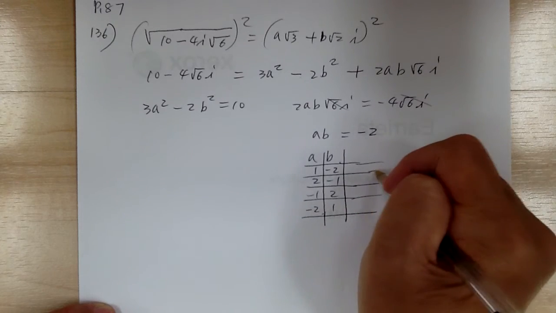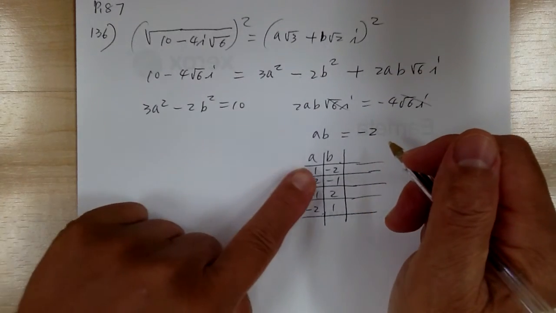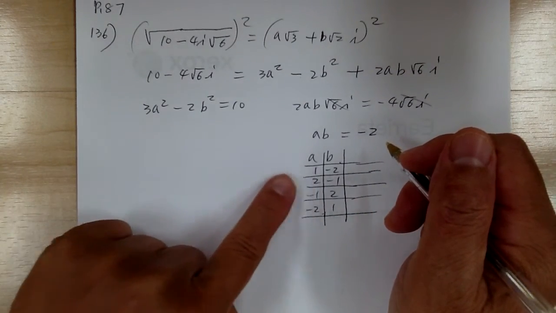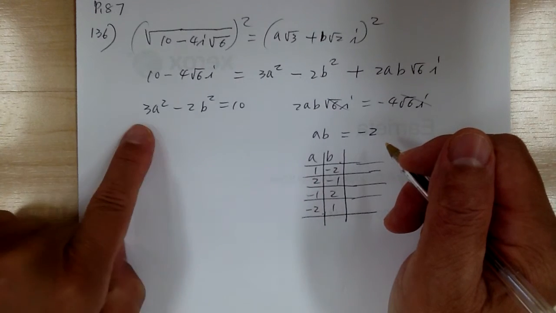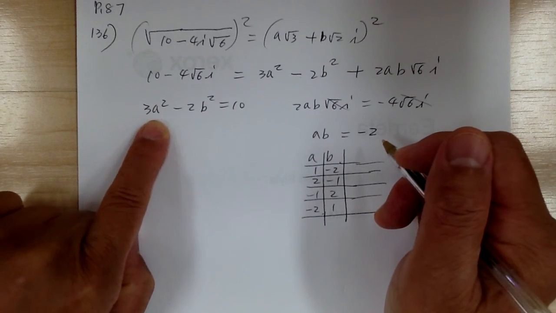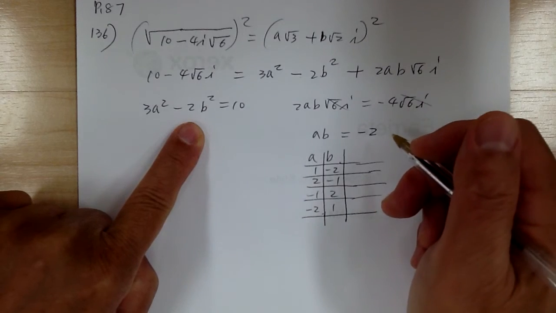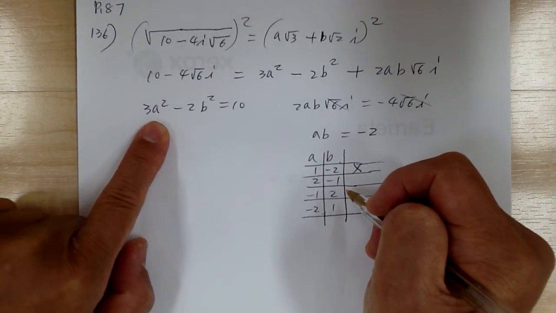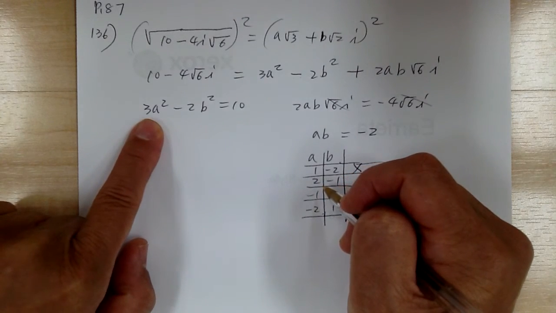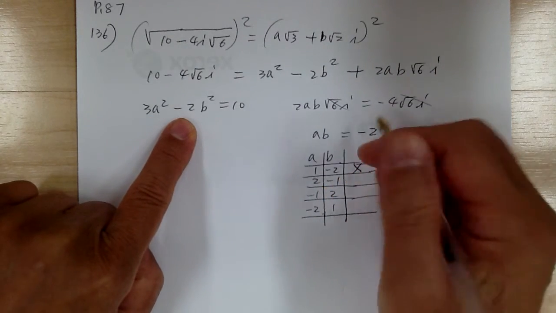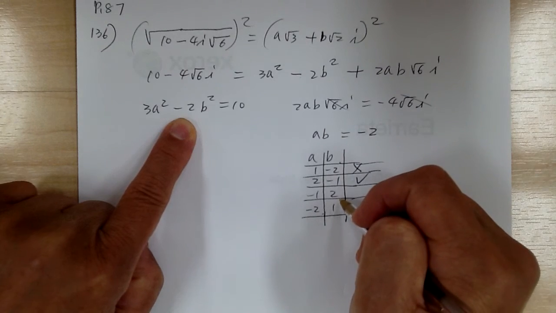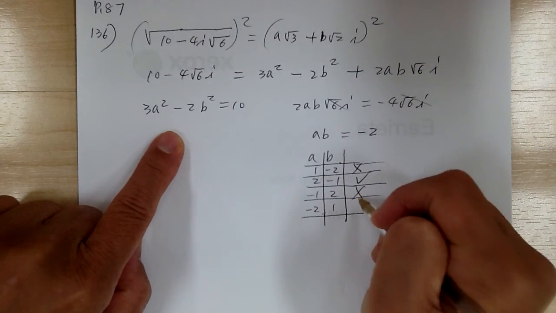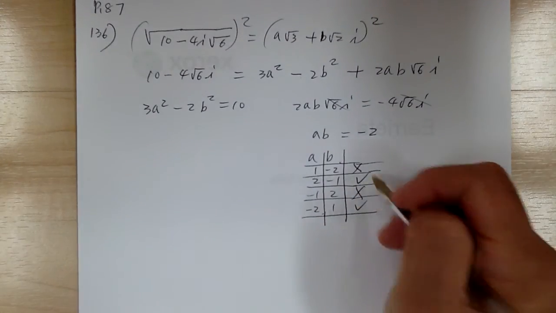Let's look for the possible candidates. You put 1 in here, so you're going to get 3 minus 8. It's not going to work. So try this one. 2 squared is 4 times 3 is 12. 12 minus 2. So this is going to work. Try the next one. Again, this doesn't work, and this works. So these are two candidates.